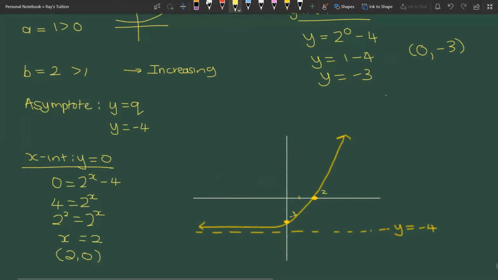The last thing I just want us to get is the domain and range. So if you remember, the domain is x is an element of the real numbers, and that will always be the domain for an exponential function, and the range is y is an element from our asymptote, which is -4, all the way to infinity. If any of this has been confusing, please watch our previous videos on the exponential function.